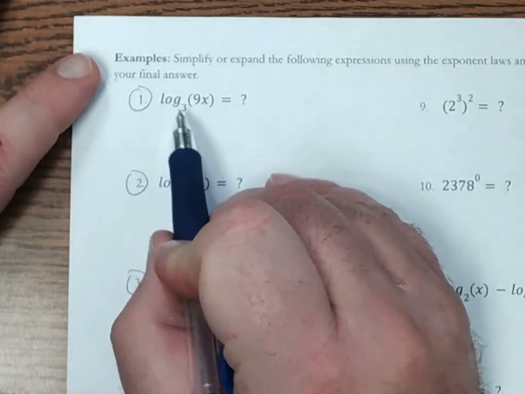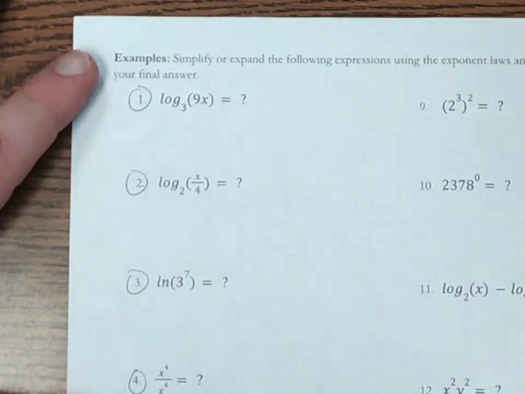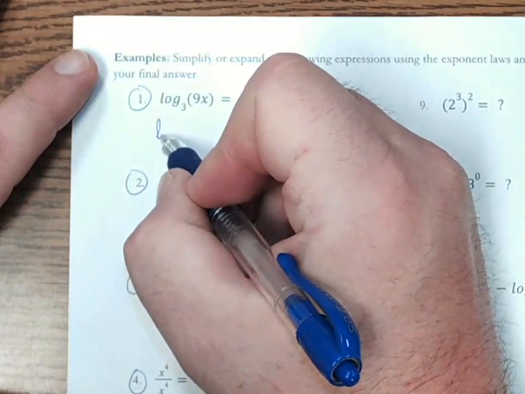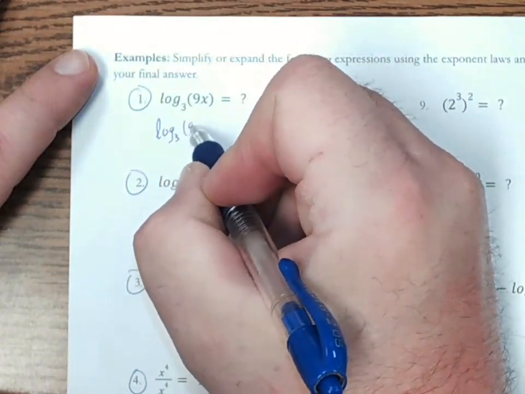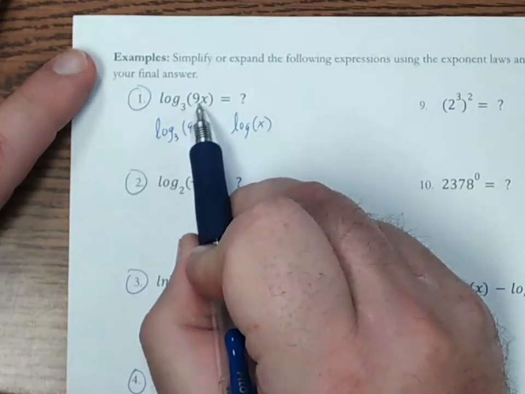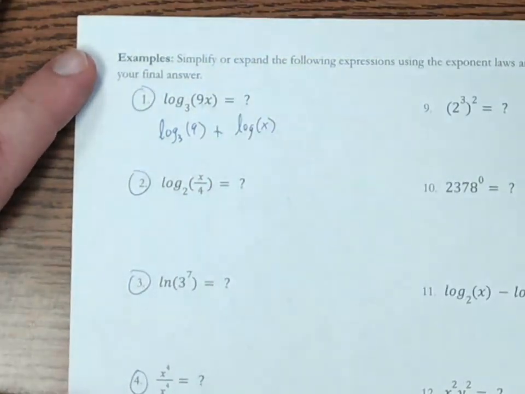First one here, we get the log base 3 of 9x. Well, there's a log property that says I can rewrite this as 2 separate logs. And since they're being multiplied, all I have to do is add them.